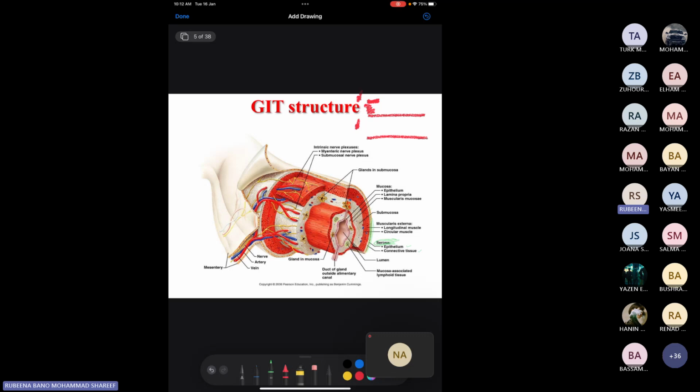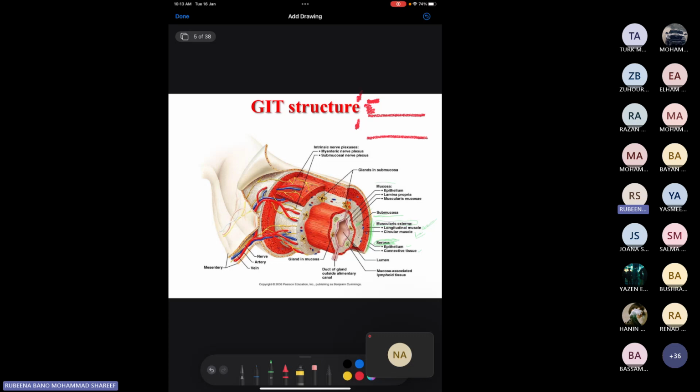It usually provides stability, this serosa. Then beneath this, there is the muscularis externa layer, which has two muscles, which we have talked about in the previous slide: longitudinal muscle and circular muscle. You can also call it the muscle layer. Then beneath this, there is the submucosa layer.